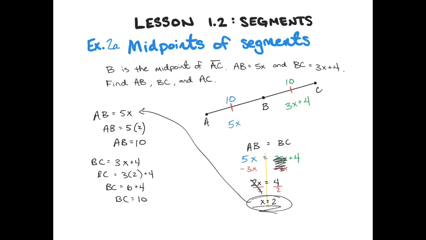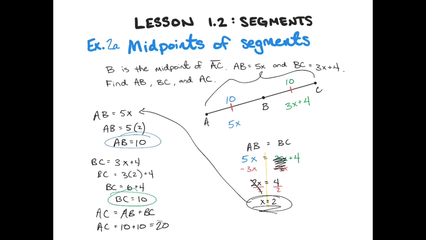And lastly, I need to find AC. My segment addition postulate says that AC, the big segment here, is equal to the sum of the segments that form it. So that'll be AB and BC. And you can see you're just going to be adding up the 10s. So AC is equal to 10 plus 10. AC is equal to 20. Cool. So we found AB, we found BC, and we also found AC.